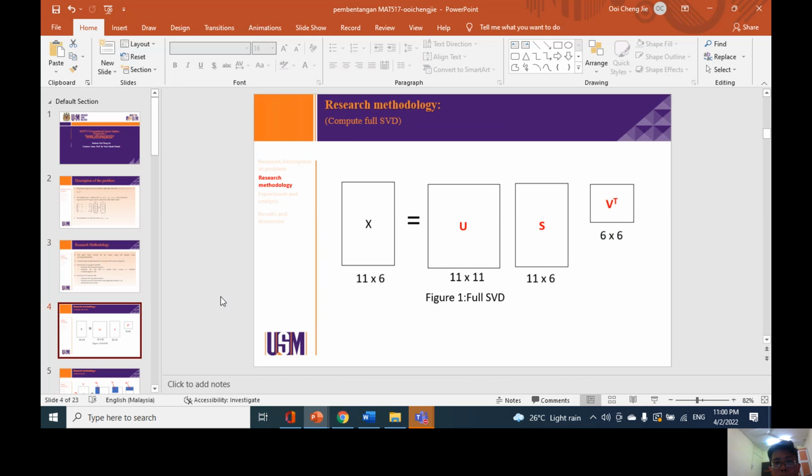In this slide, I'm going to talk about the research methodology. For the full SVD computation, let's say you have the matrix S, 11 times 6. This is the size. We are going to decompose it into 3 other matrices of different sizes, and this is called the full SVD.